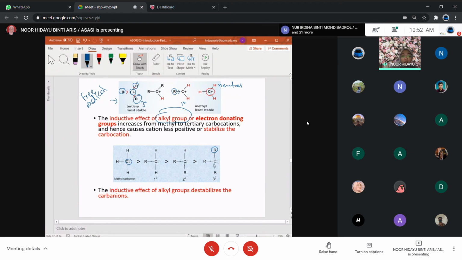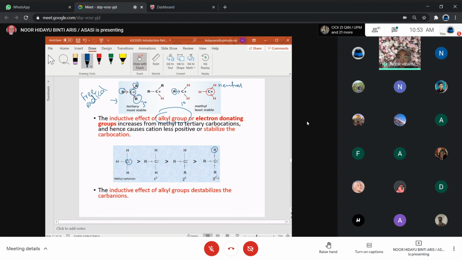What happened to the carbanion? If we have an alkyl group, its function is to donate electrons. So the electrons near the carbanion will increase or decrease? Increase. So it will destabilize the carbanion. Right? So with the presence of an alkyl group, it will destabilize the carbanion.